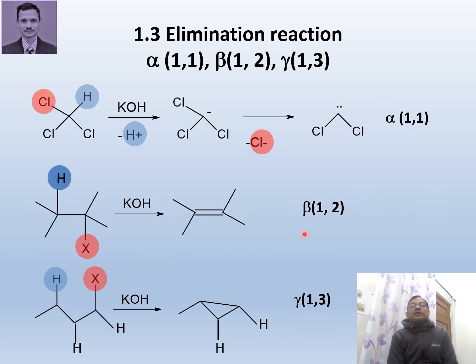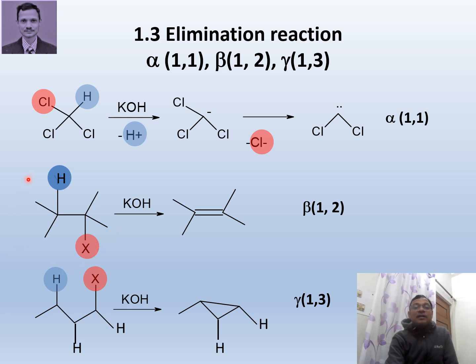So this is a nice example of alpha, beta, gamma elimination reaction. If we treat chloroform with potassium hydroxide, then a carbene intermediate is generated. Here, the hydrogen and chlorine, two groups, are eliminated from the same carbon atom. So we call it alpha elimination or 1,1 elimination reaction.